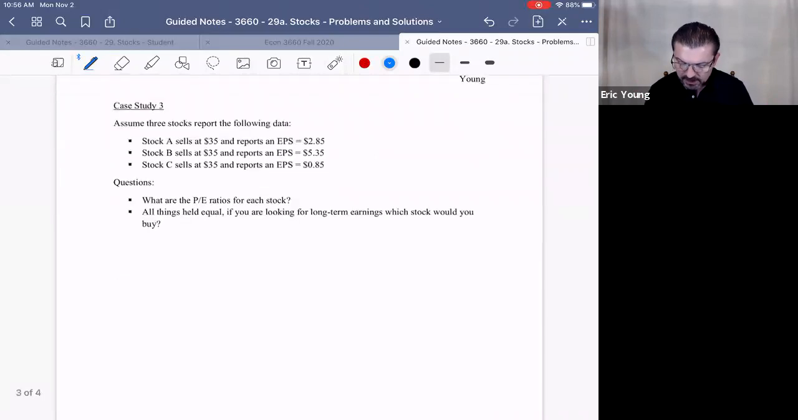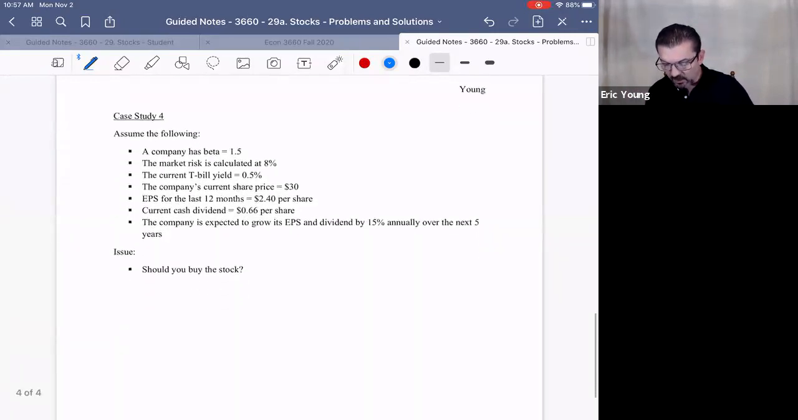Question number 3, assume that you have data on 3 stocks, stock A, stock B, and stock C, and you have sales price data, in other words, the price per share, and EPS data, earnings per share. Question, what are the price earnings ratios? What are the PEs for each of these stocks? And all other things held equal, a big assumption, but the ceteris paribus assumption is in play, if you were looking for long-term earnings, which of those 3 stocks would you buy?